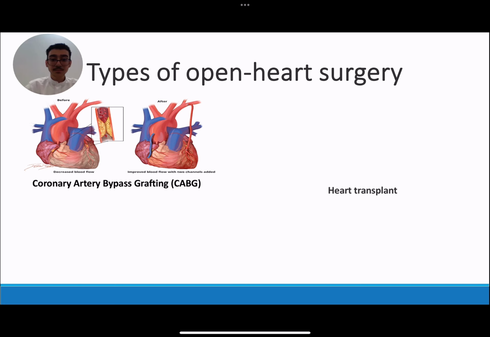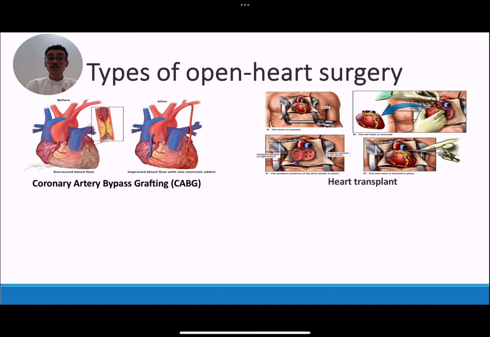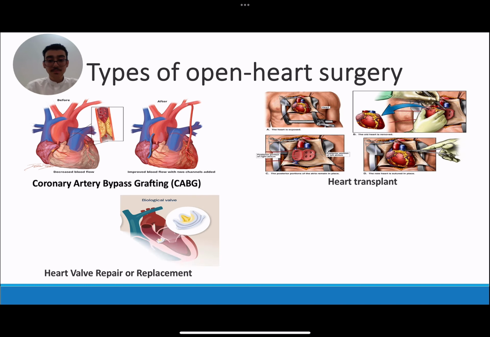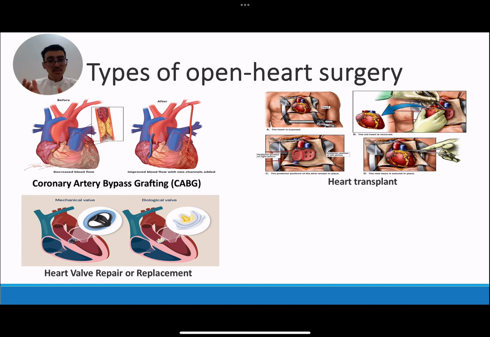Then we have heart transplant, an operation in which a failing heart is replaced with a healthier donor heart. Then heart valve repair or replacement. When valves are damaged and do not work like they should, they may need to be repaired or replaced.